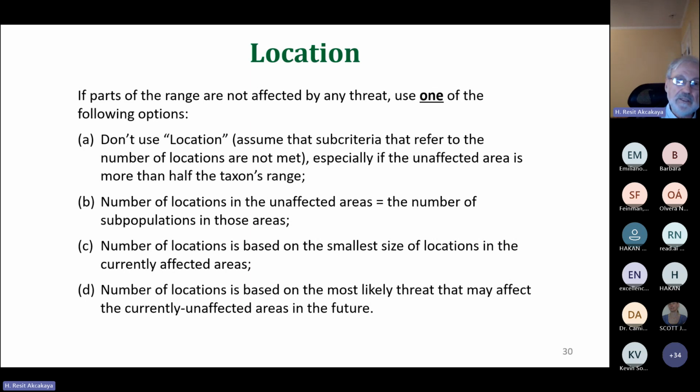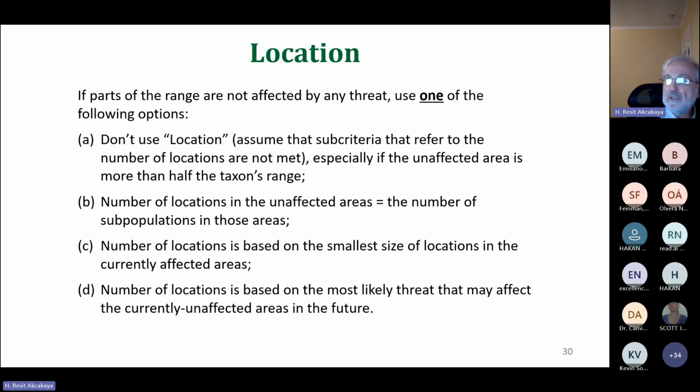Another option is that the number of locations in the affected areas are calculated according to the guidelines based on threats. In the unaffected areas, the number of locations are set to the number of subpopulations in those areas. This is appropriate especially if those subpopulations are small, because if the subpopulations are small, then they are at risk of extinction due to demographic stochasticity or Allee effects, and that risk will be independent for each subpopulation. So you can count each subpopulation as a separate location in that case.